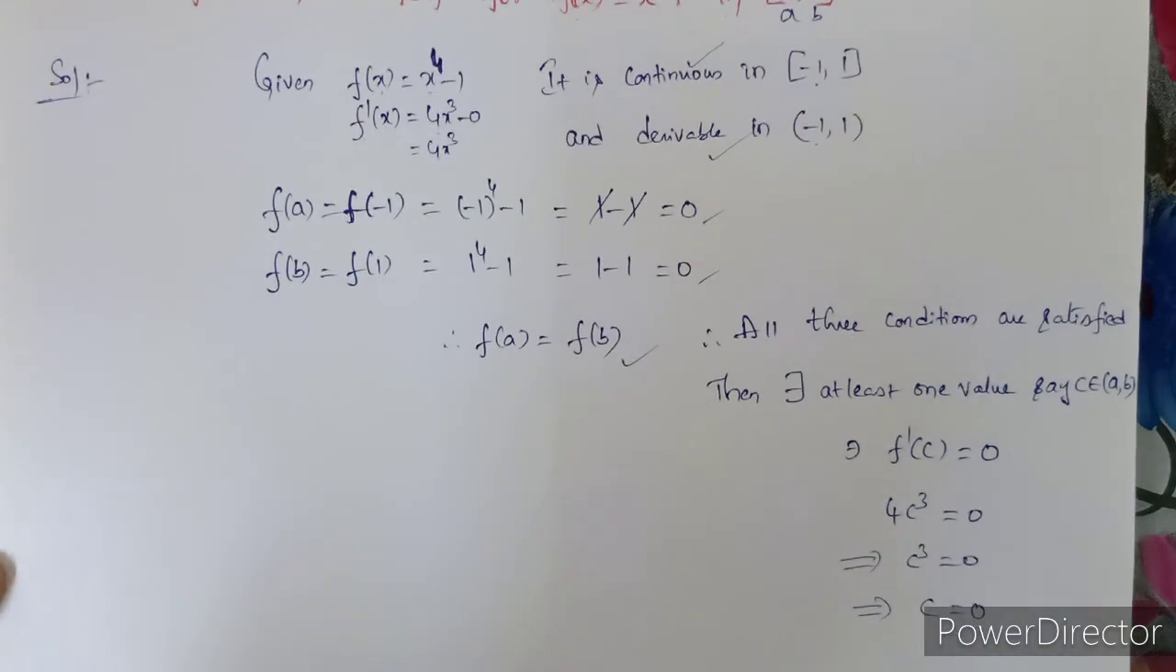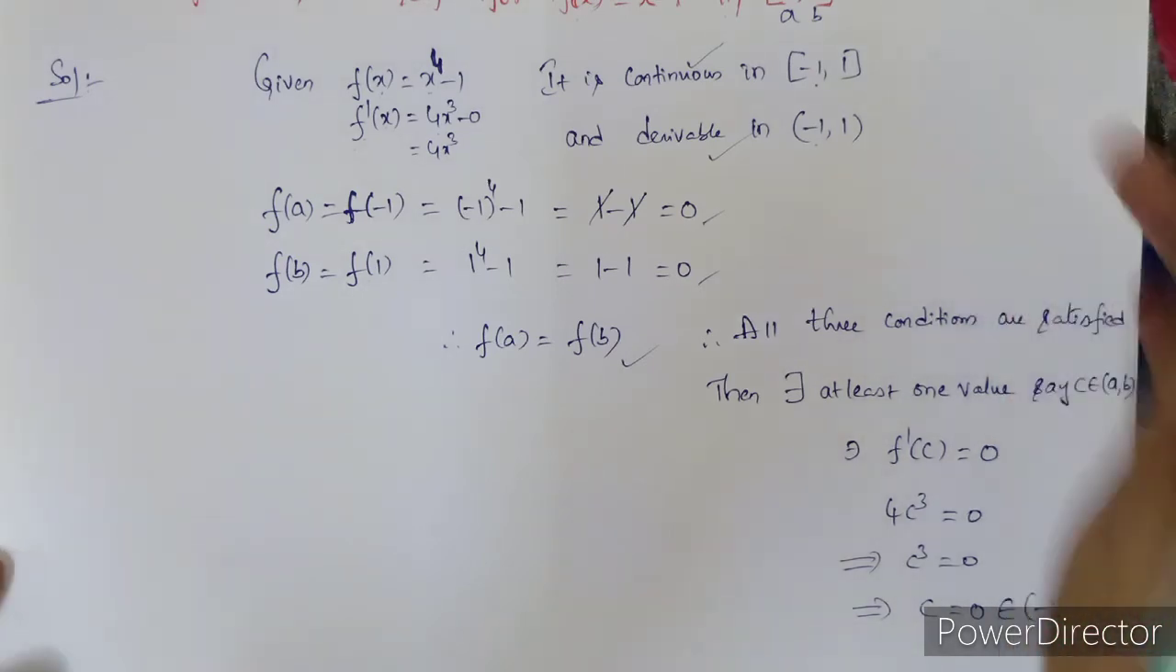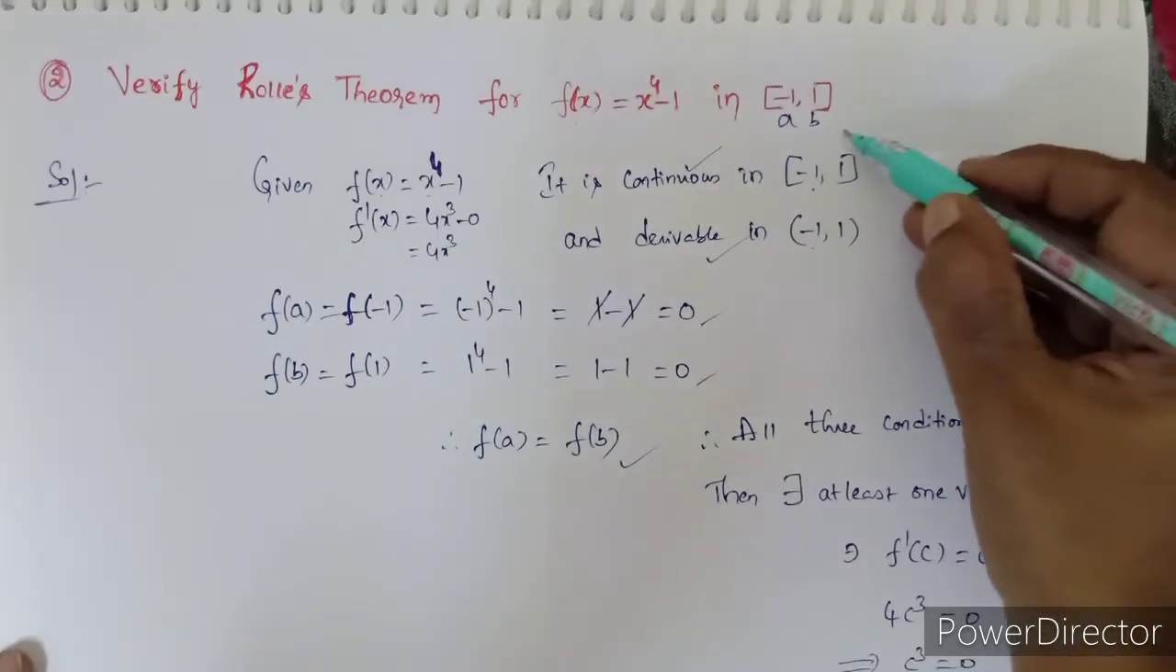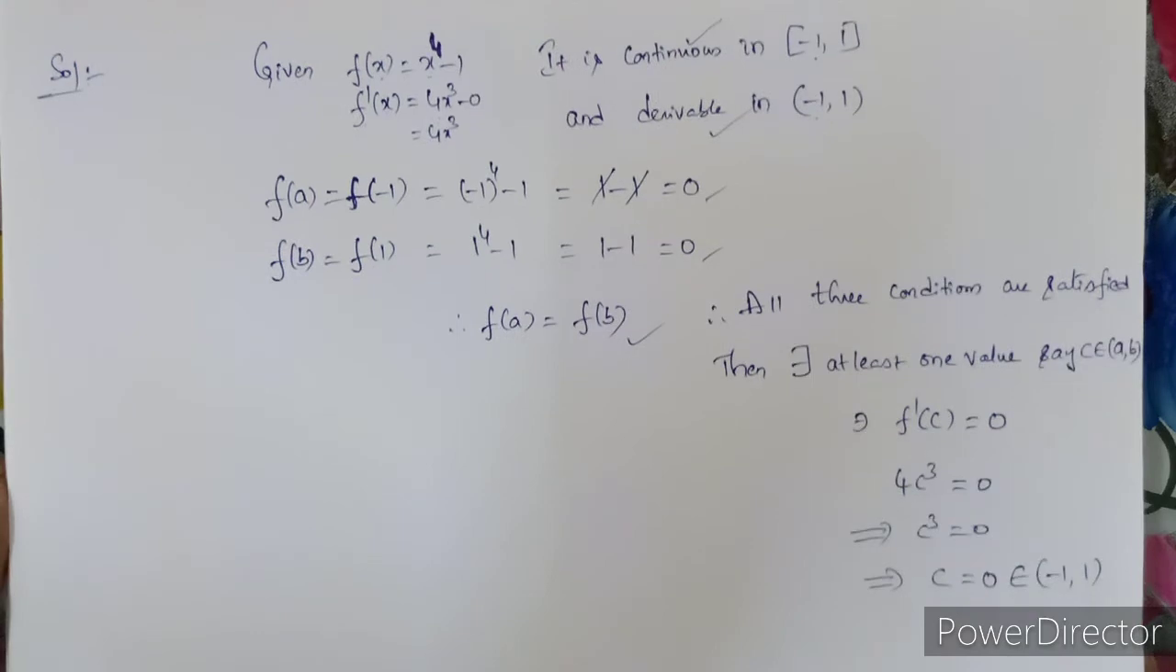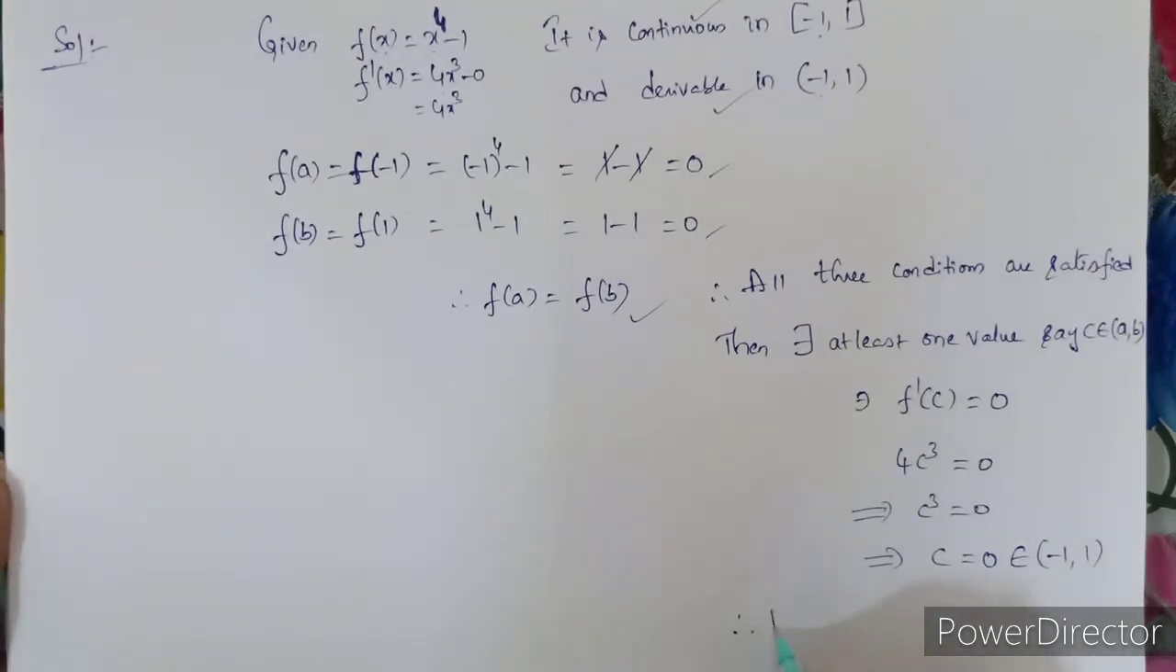Definitely this c belongs to the open interval of minus 1 to plus 1. So this c lies in the open interval of minus 1 to plus 1. So at least one value of x exists in this interval. Therefore, Rolle's theorem is verified.